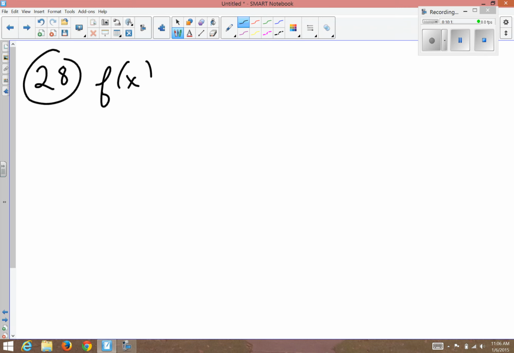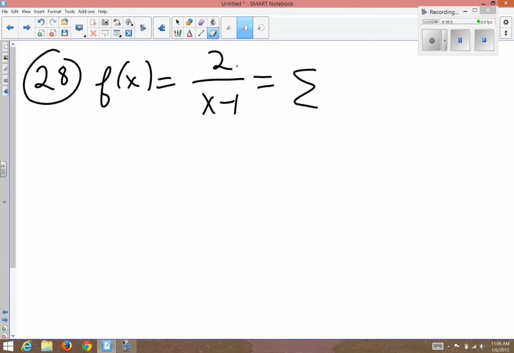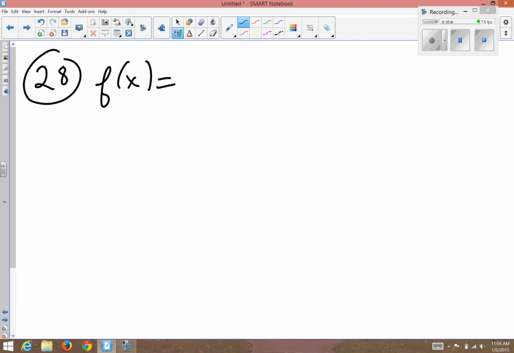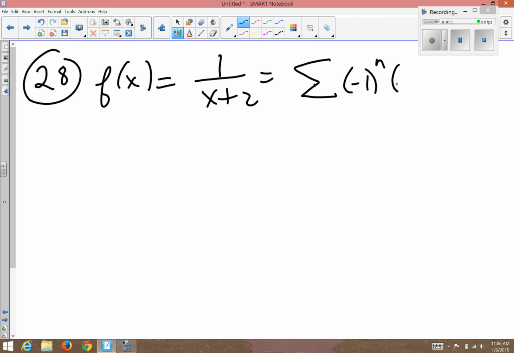We found that f of x was equal to 2 over x minus 1. And we said that that's the same as sigma... this is an error, sorry. Let me look back here. F of x is 1 over x plus 2. And that was the same as sigma negative 1 to the n times x plus 1 to the n, going from 0 to infinity.